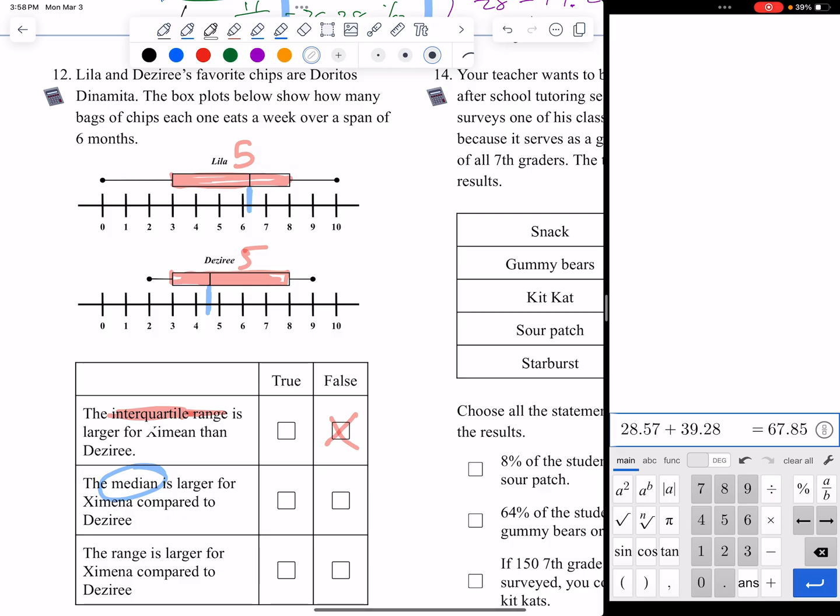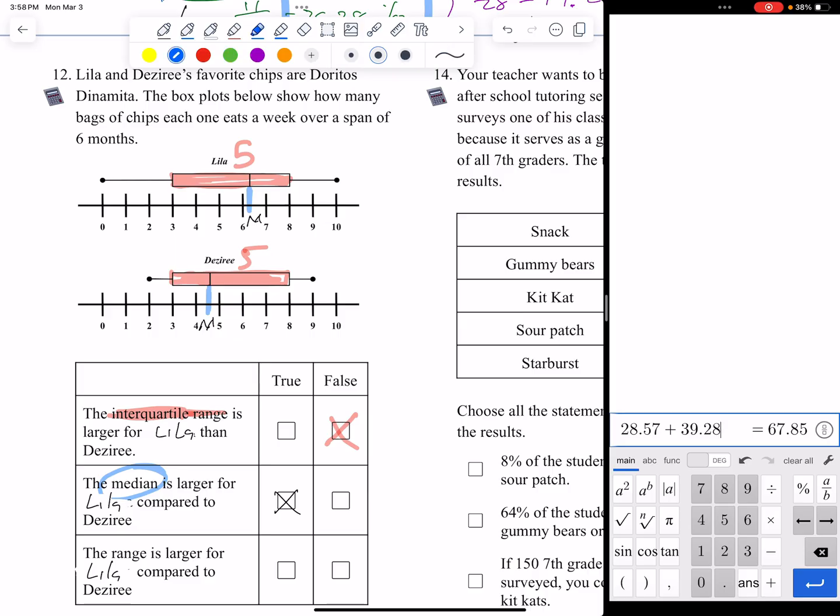Sorry about that. So let me read it again just to make sure. The interquartile range is larger for Lila than Desiree. No, they're the same. The median is larger for Lila. Yes, because it's 6 point something versus 4 point something. So that one is true.